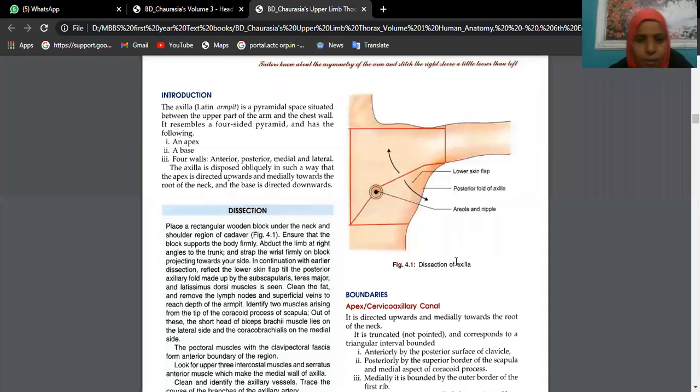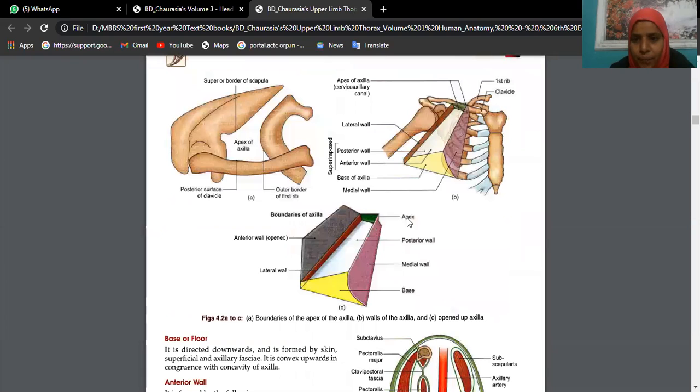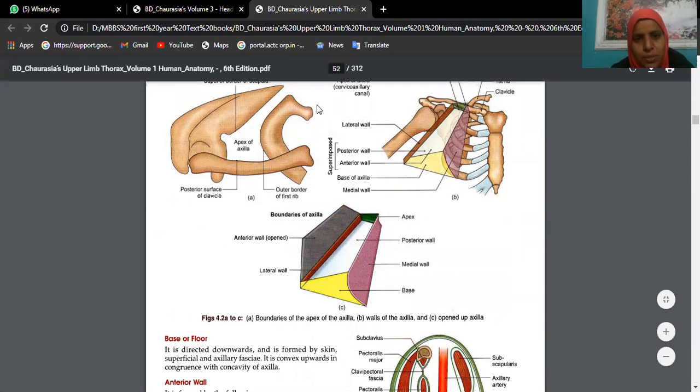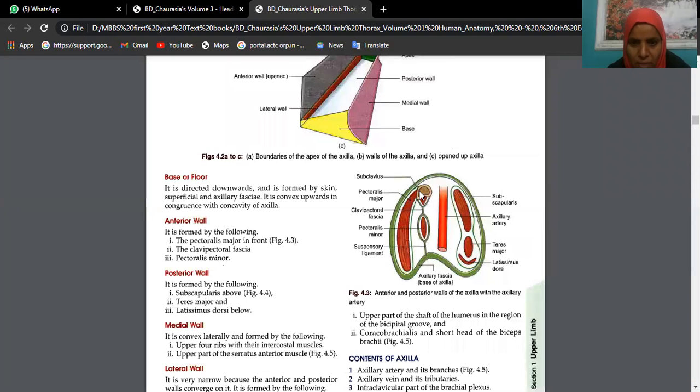You tell me. So first of all, we should know the boundaries of axilla. In the boundaries of axilla, this is the anterior boundary and this is the posterior. This is actually the boundaries of the apex, and this is the walls of axilla. First I will tell you the walls of axilla. The anterior wall is formed by, what are the muscles you see in the thoracic cage? Pectoralis major, pectoralis minor.